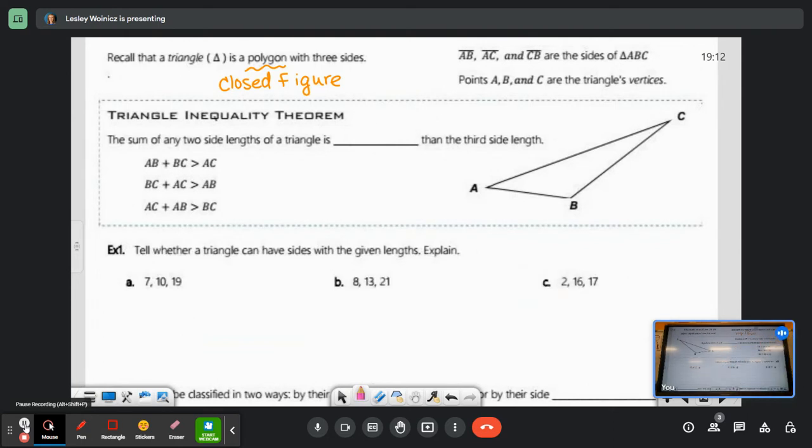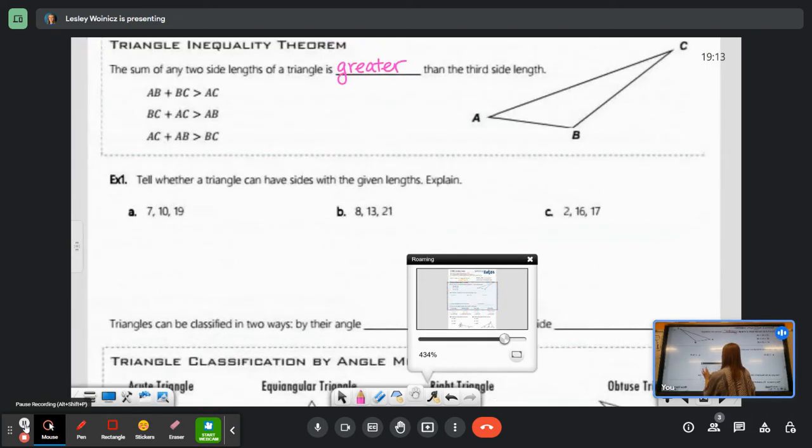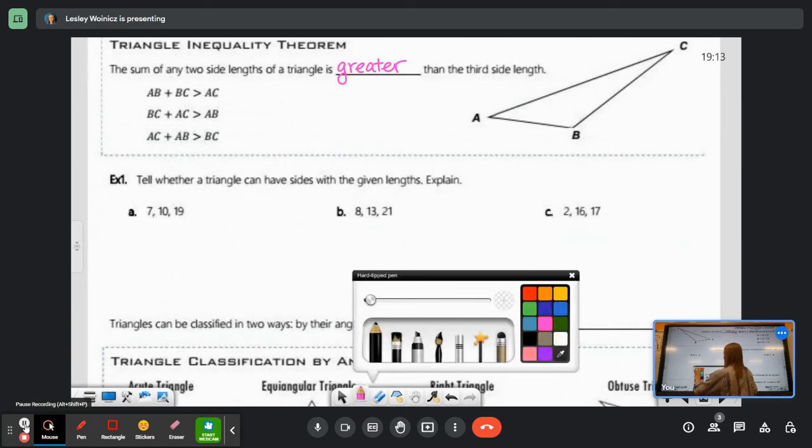Okay, so the triangle inequality theorem says that the sum of any 2 side lengths for a triangle has to be greater than the length of the third side. So AB and BC have to be greater than AC, BC and AC have to be greater than AB, and so on. Okay, so we have to apply that and see if we can make triangles that have these lengths.